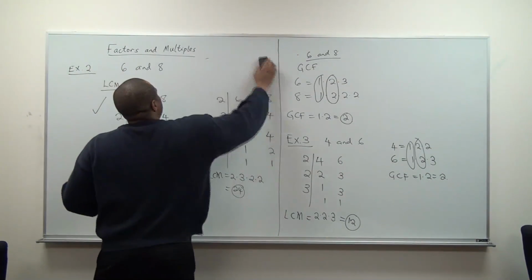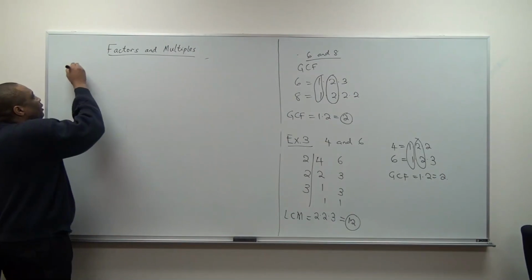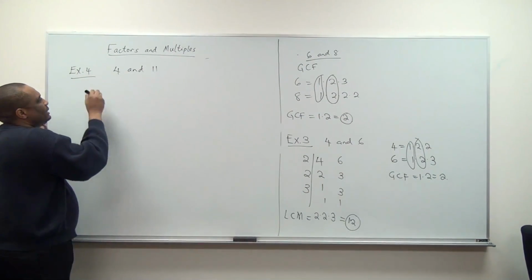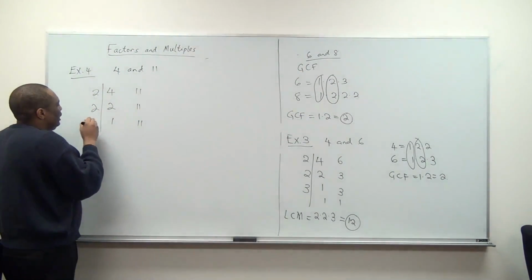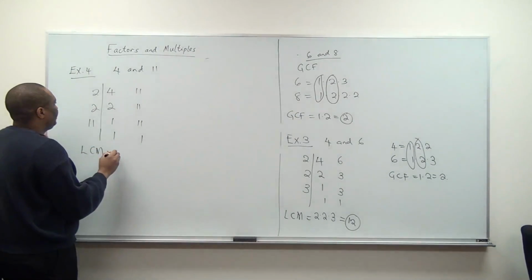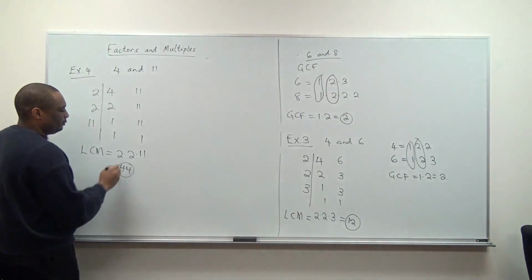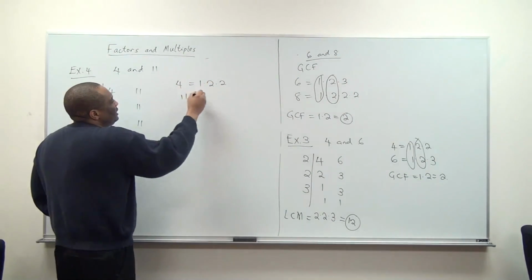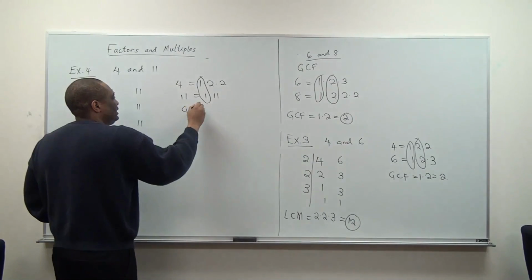Example 4. I want to do as many examples as I can. So I would recommend that you pause the video. Example 4. Find the LCM and GCF of 4 and 11. So in this case, LCM 4, 11, 2, this is 2, 11, 2, 1, 11, 11, 1 and 1. So the LCM is going to be 2 times 2 times 11. 2 times 2 is 4, 4 times 11 is 44. And then the GCF, 4 is 1 times 2 times 2. 11 is 1 times 11. So the only common factor here is 1. So the GCF is 1.